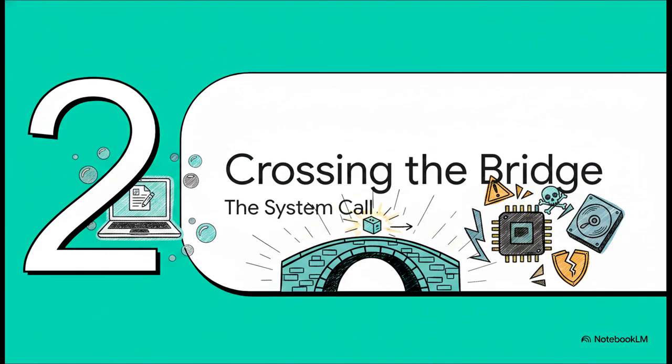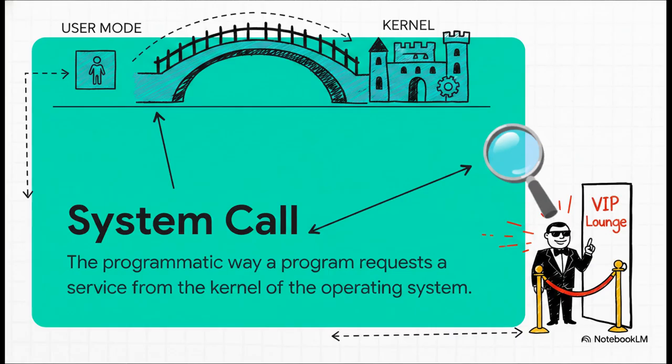So how does a normal app, like a game or a word processor, do something important, like save your file to the hard drive, without risking a total system meltdown? It needs a safe way to cross that bridge. And that bridge has a name: the system call. A system call is the official, managed, programmatic way for an app in user mode to ask for a favor from the all-powerful kernel. It's like the bouncer at the door of that VIP club.